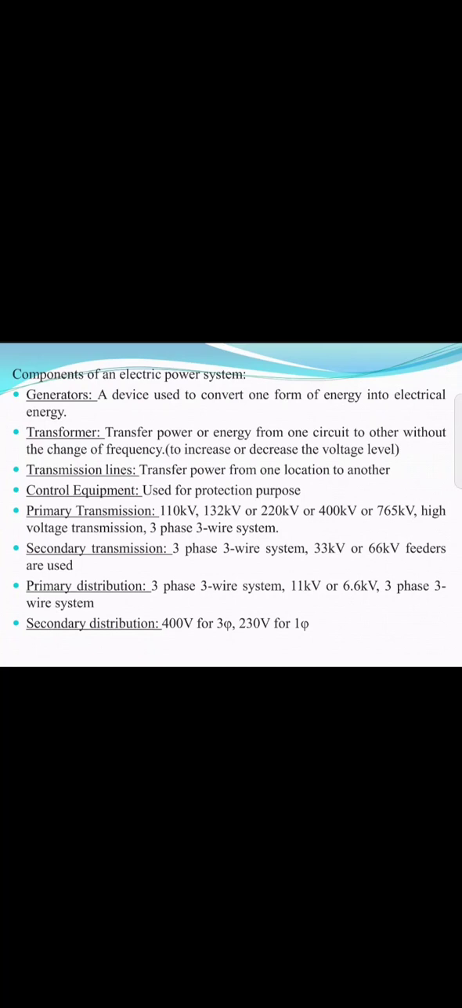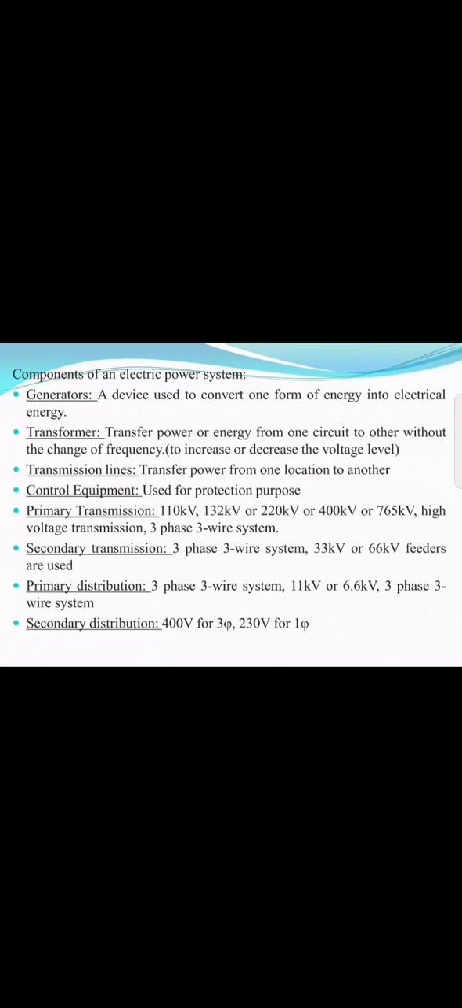Next one, primary transmission. This is the high voltage transmission. Here we are using the 3-phase 3-wire system. Here the voltage levels are 110 kV, 132 kV or 220 kV or 400 kV or 765 kV. And the next one is secondary transmission. Here the voltages are 33 kV or 66 kV. Here also we are using the 3-phase 3-wire system.